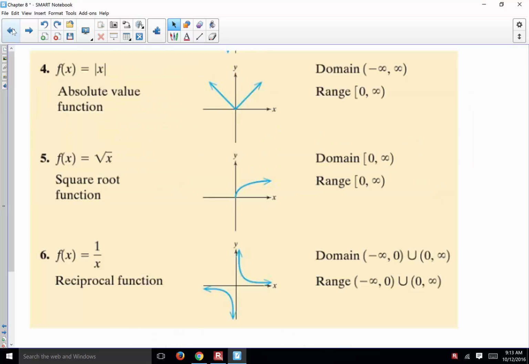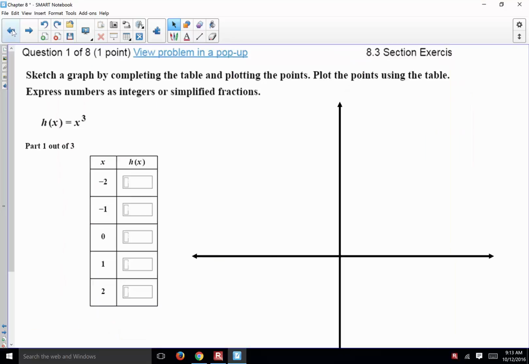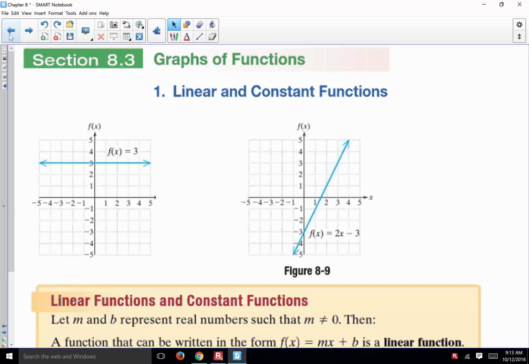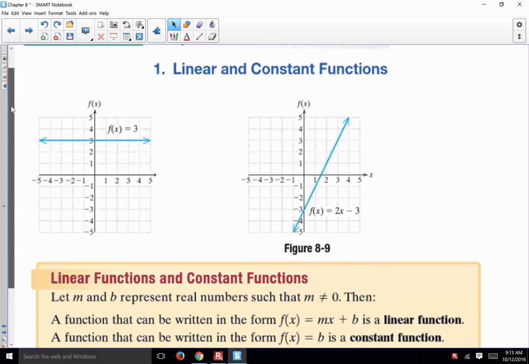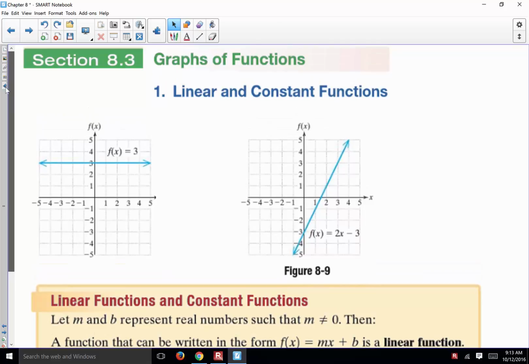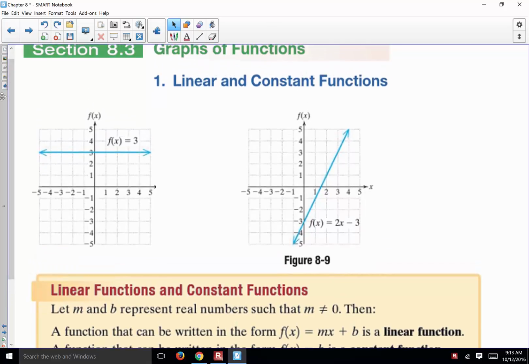Alright, we started 8.3 yesterday. 8.3 is about graphs of functions, and you're introduced to three basic functions here as well: linear, constant, and quadratic functions. So we will first learn their definition, and we will graph some of them. And also we will take a look at how to find x and y intercepts. What intercepts are and how you find them is what's covered in this section.